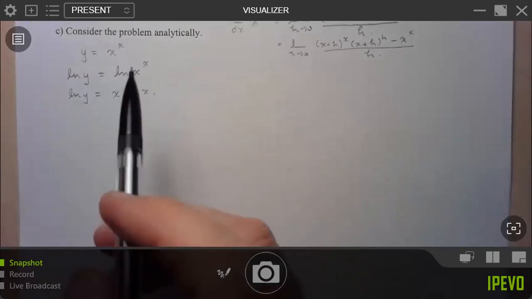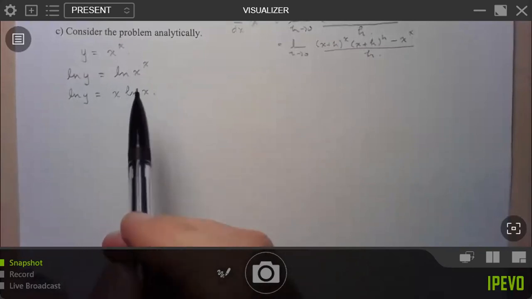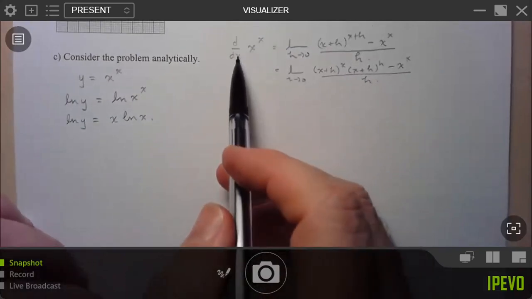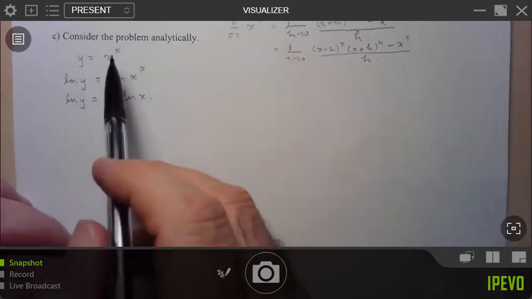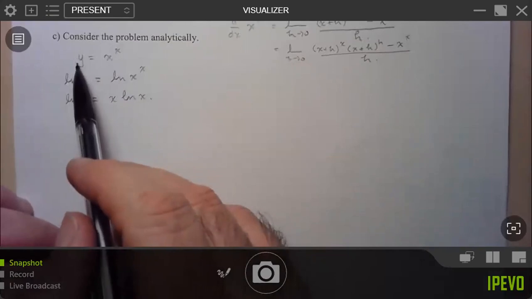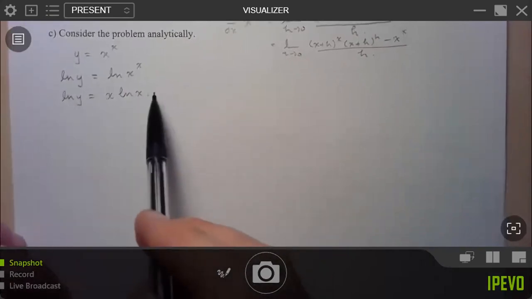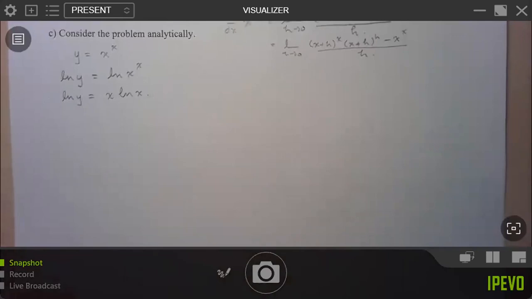But I guess I can't just take the derivative of the side, and I'm not even sure what that would give me. But in the end, remember what I'm trying to find is the derivative of x to the x, which is what I've called y. Okay, so does it make sense that I should just try to take the derivative of both sides of this equation? Okay, let's give that a try.